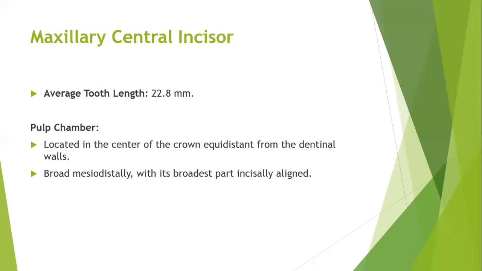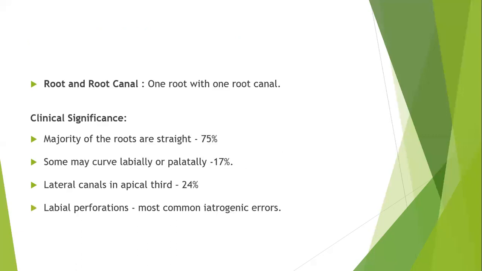Then moving on to the access cavity preparation for maxillary central incisor. Before starting with the procedure, we have to give an introduction about the anatomy of the tooth. The average tooth length is 22.8 millimeters, and the pulp chamber is usually located in the center of the crown, equidistant from the dentinal walls, and it is broad mesiodistally with its broadest part incisally aligned. There is usually one root with one root canal. Clinical significance: in 75% of cases the roots are straight, in 17% the roots may curve labially or palatally, and in 24% of cases there will be lateral canals in the apical third. The most common iatrogenic error committed during access cavity preparation for maxillary central incisors is labial perforation.